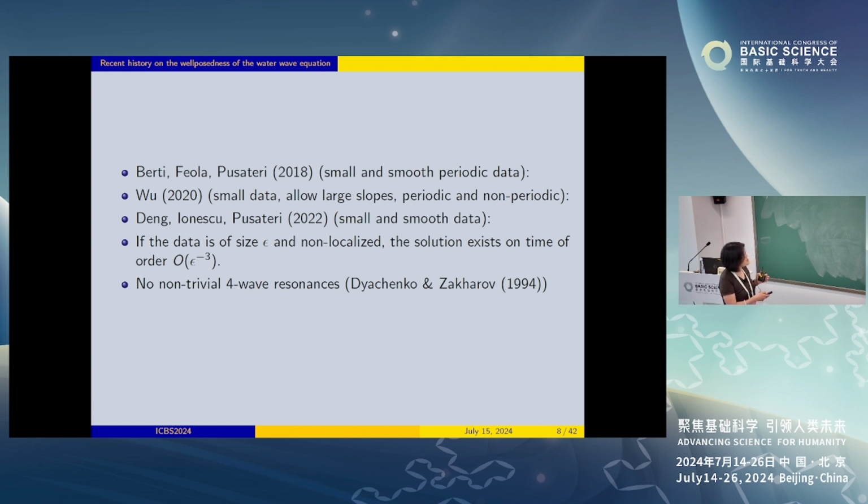In this work, Ionescu and Pusateri also studied the same question, and they can solve for epsilon to the -3 as well. But incorporating data which is localized, they can push the existence a little further. This will tell you what the result is. Essentially all these results say that in some sense, the cubic nonlinearity can also be removed, but not completely. In fact, there are still trivial four-wave resonances, so there's some integrable term there.